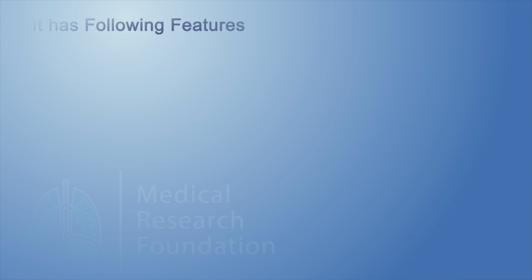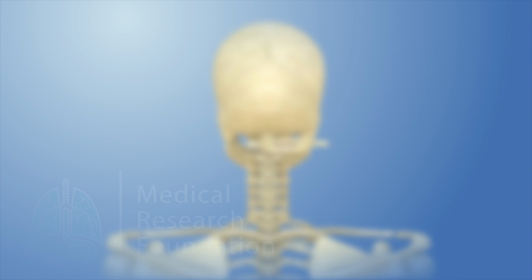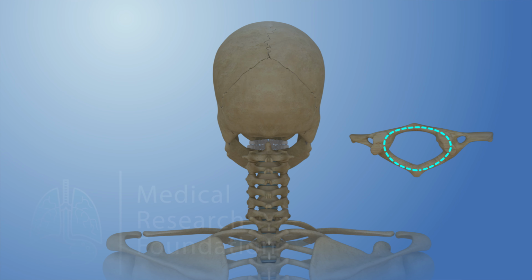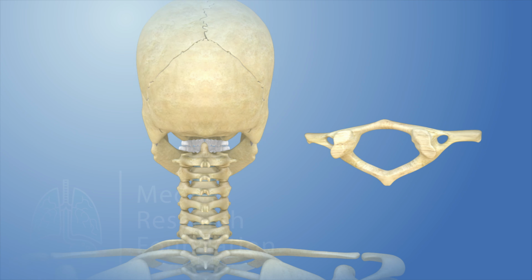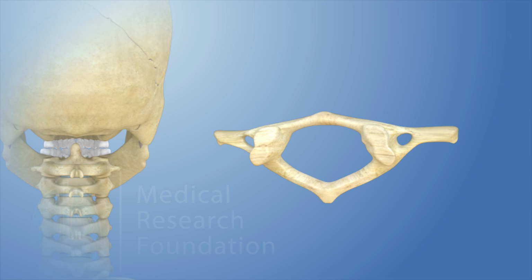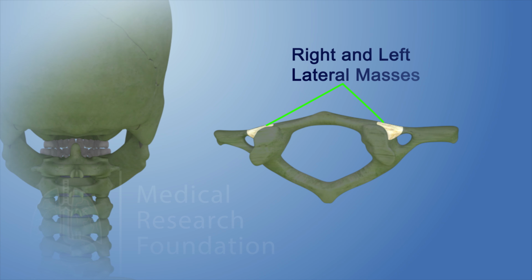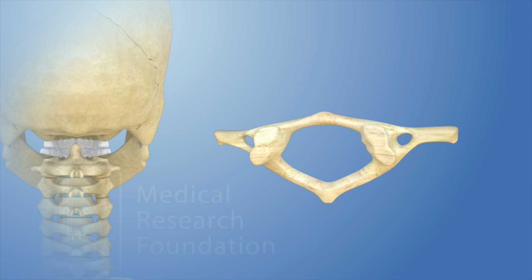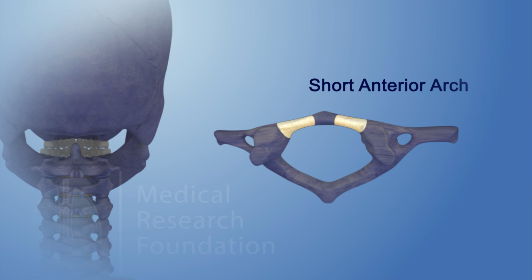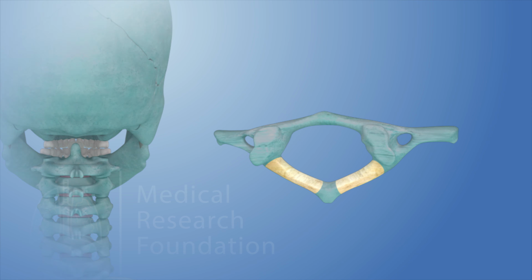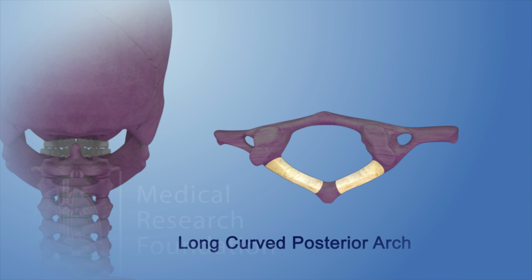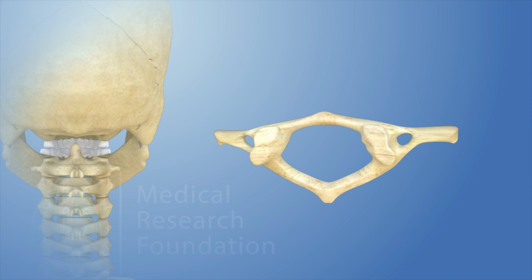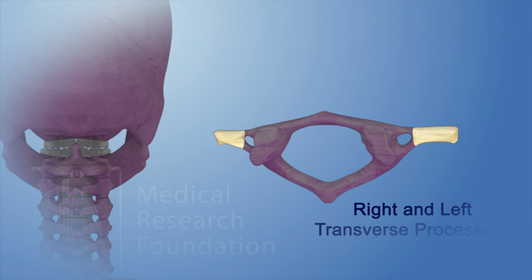It has following features. It is ring-shaped and has no body and no spine. It consists of right and left lateral masses connected by a short anterior arch and a long curved posterior arch, and right and left transverse processes.